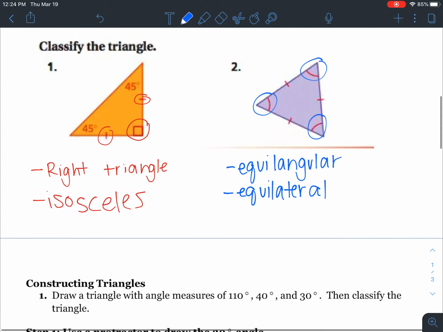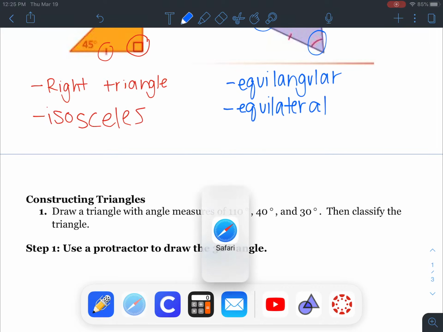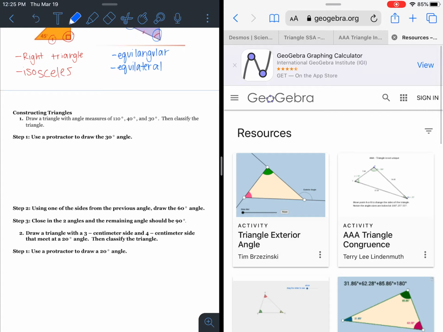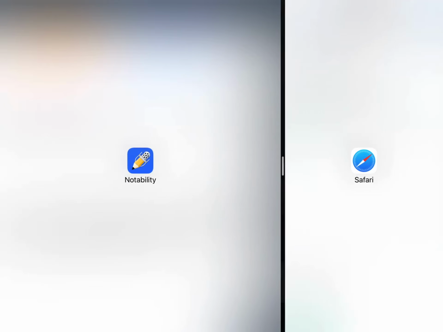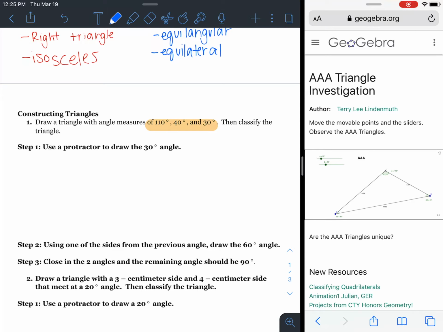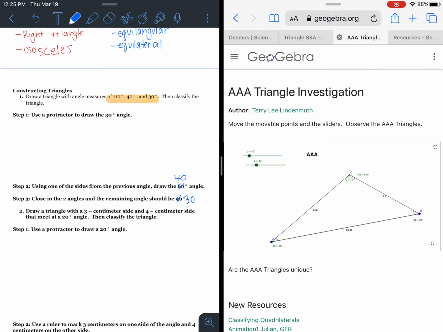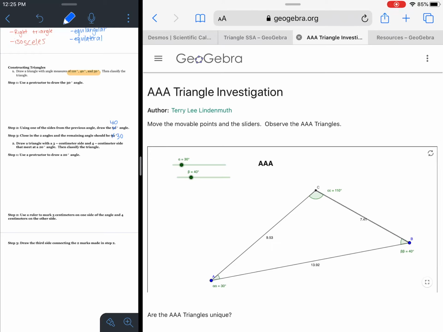All right, let's go on to drawing triangles. Obviously, if we were doing this in person, it'd be a little easier. You're going to have to just kind of watch. So, for the first one, it says draw a triangle with angle measures of 110, 40, and 30. So first we would draw, and you could choose any angle, and then from there we would connect them. I had changed these numbers before, so these should be 40 and 30. So a triangle with 110, 40, and 30 could look like this.